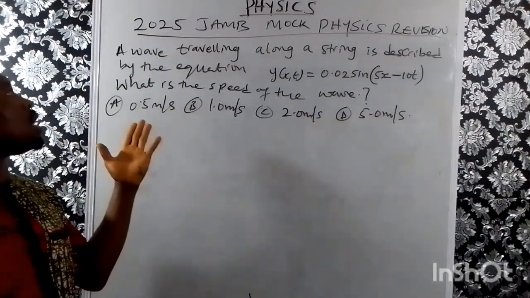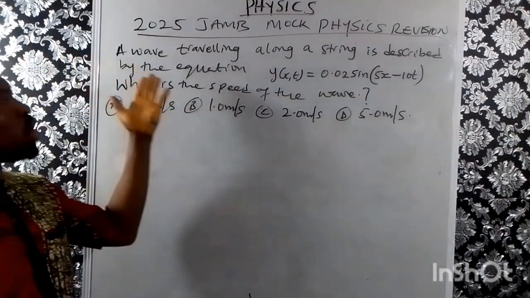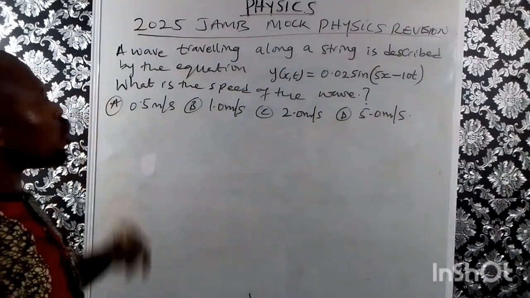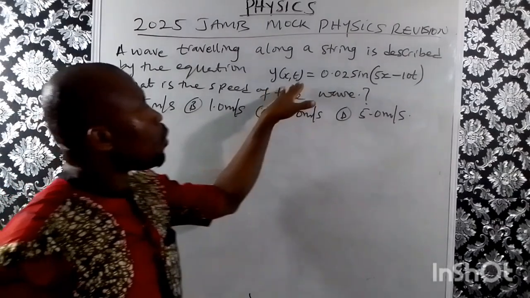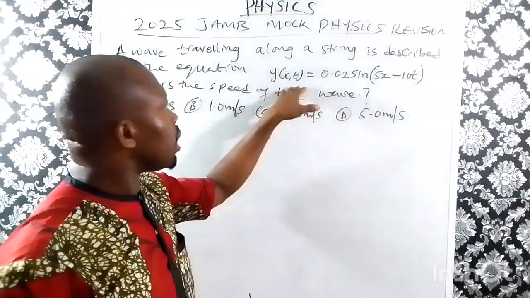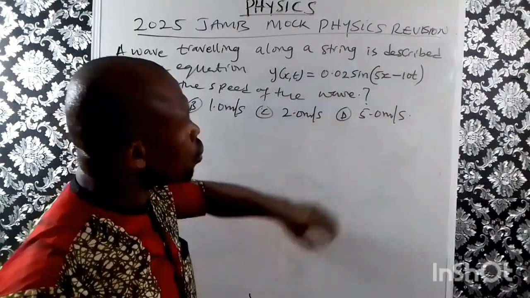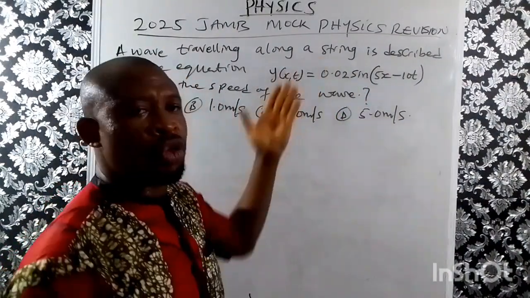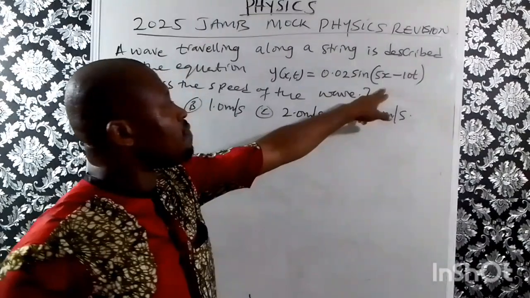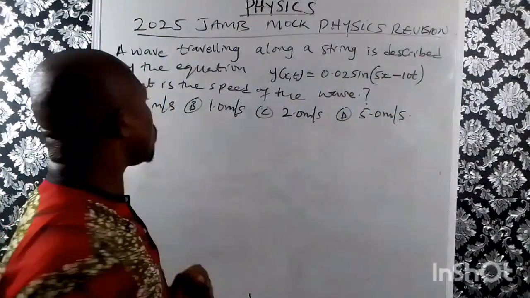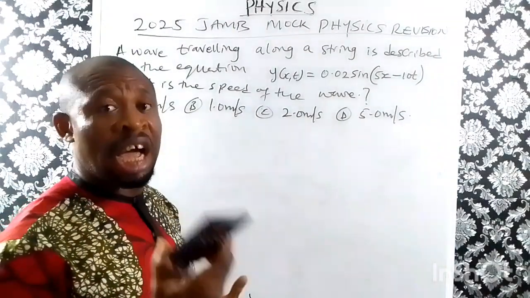This one says, a wave traveling along a string is described by the equation y as a function of x and t is equal to 0.02 sine (5x minus 10t), where all the symbols have their usual meaning.